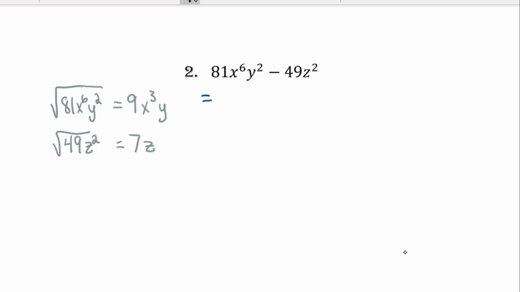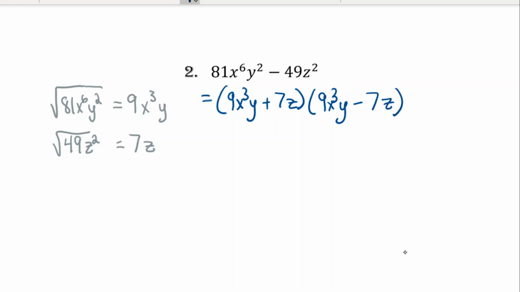Now, as before, we take our first result and we add it with our second result. And then I take my first result and subtract it. So you just add, then you subtract. And there it is. That's simple.